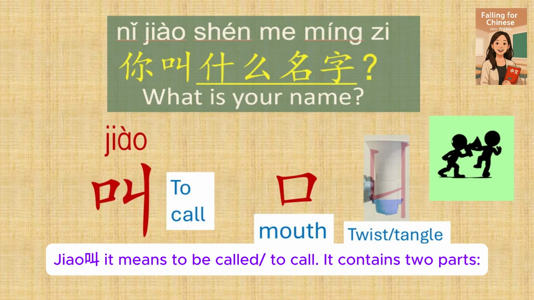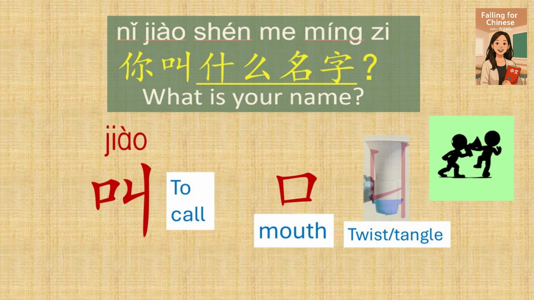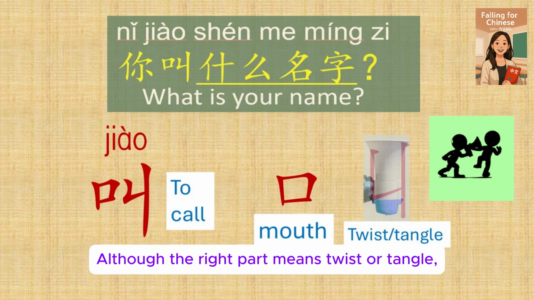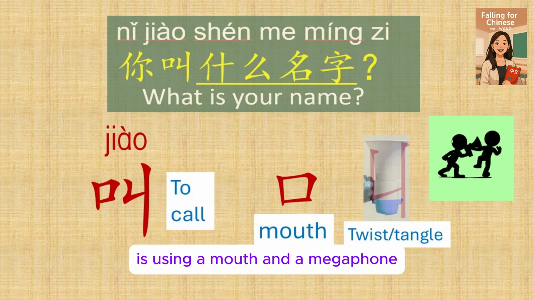叫, it means to be called, to call. It contains 2 parts, a mouth radical and a twist radical. Although the right part means twist or tangle, it looks like a megaphone. So 叫 is using the mouth and the megaphone to call out someone's name loudly.